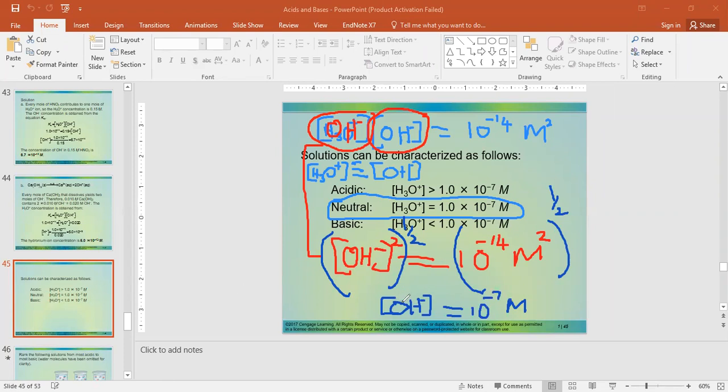That's why we are saying that in a neutral solution, the concentration of the hydroxyl ion is equal to the concentration of the hydronium ion, H3O plus, and this is equal to 10 to power negative 7, this one, the one which is shown here. Is it clear?